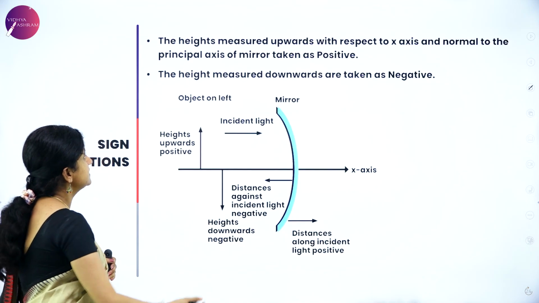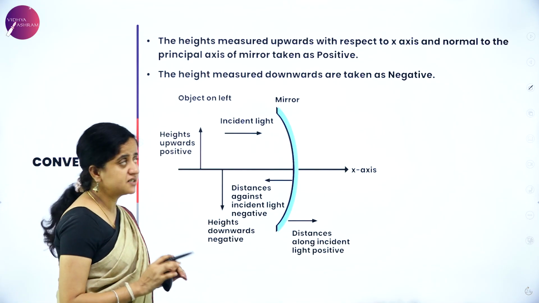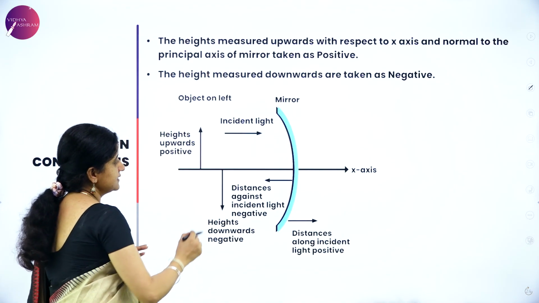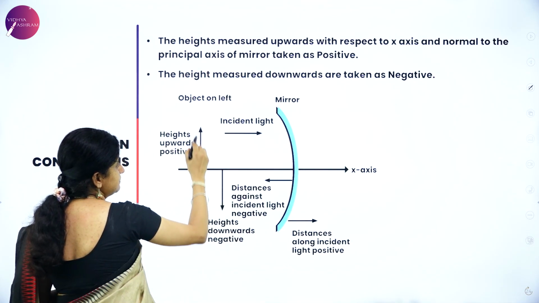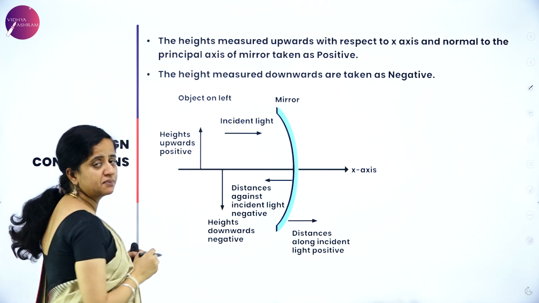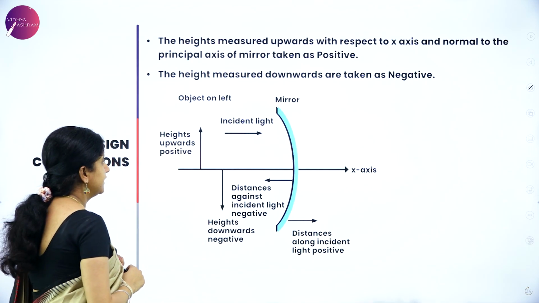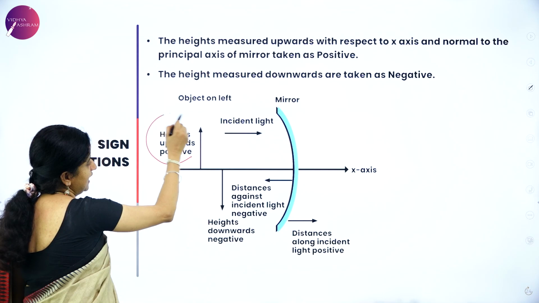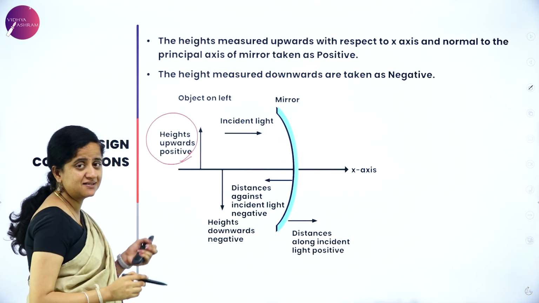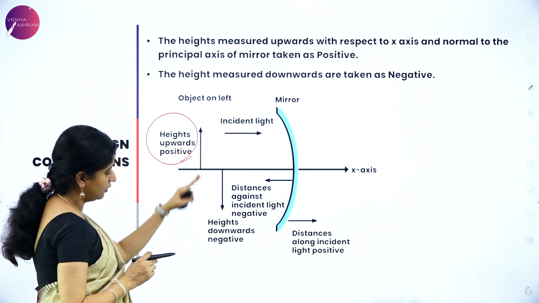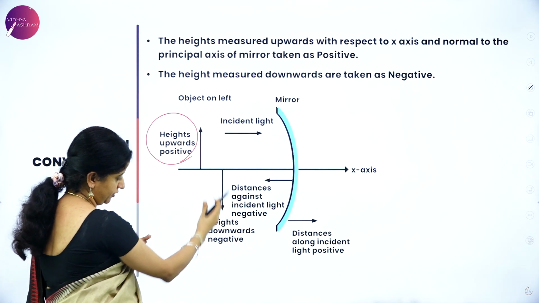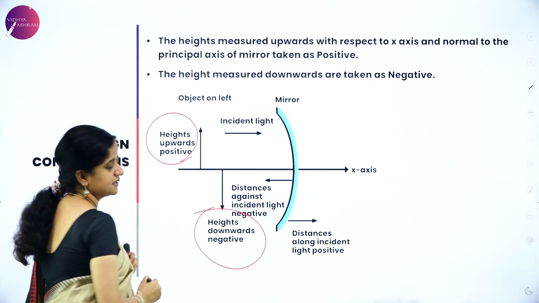That is the third point. And the next thing is, the height measured upwards with respect to the x-axis, that is with respect to the principal axis, and normal to the principal axis, that is perpendicular to the principal axis of the mirror, is taken as positive. Which means the height upwards of the principal axis is always considered positive, and the height measured downwards from the x-axis, or downwards from the principal axis, is negative.